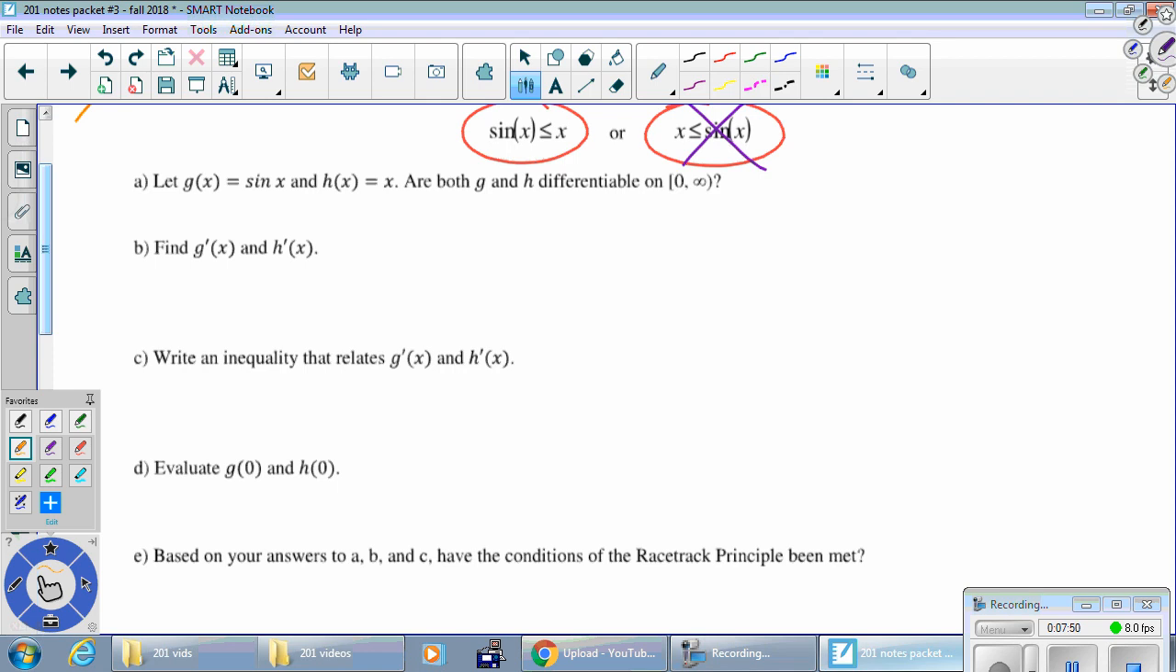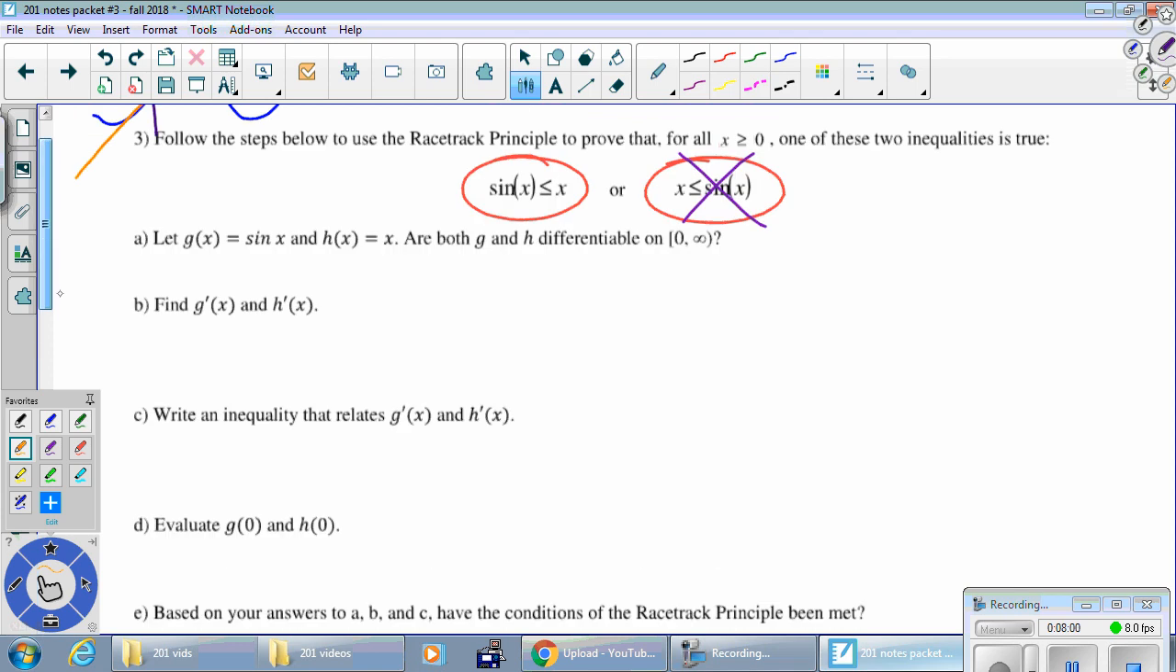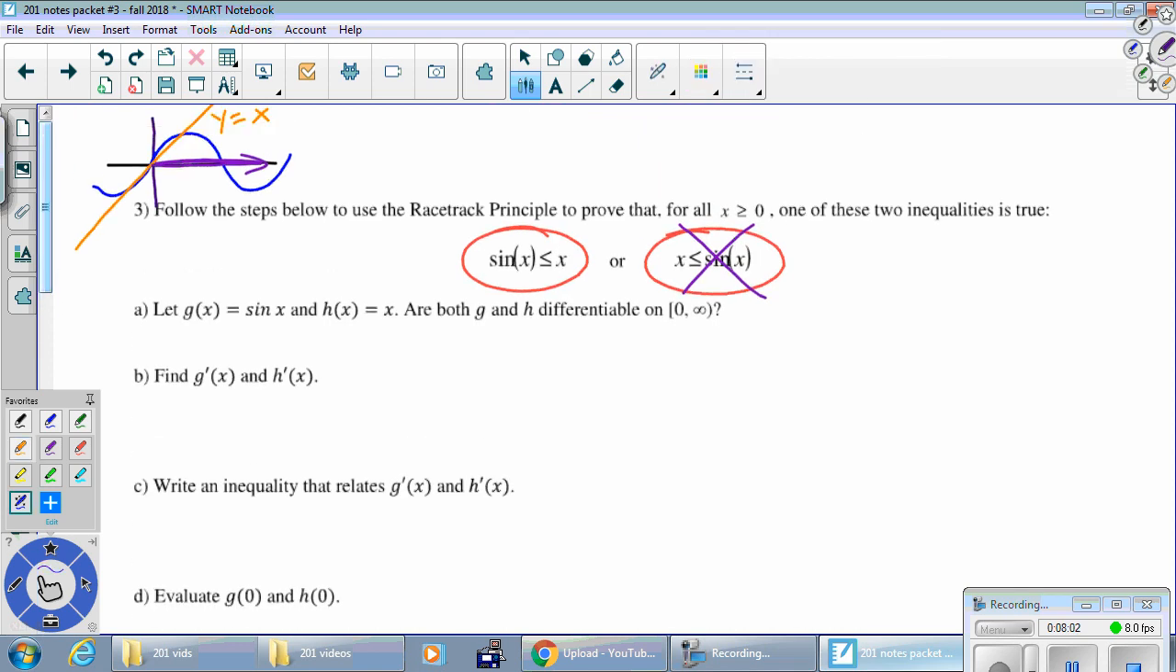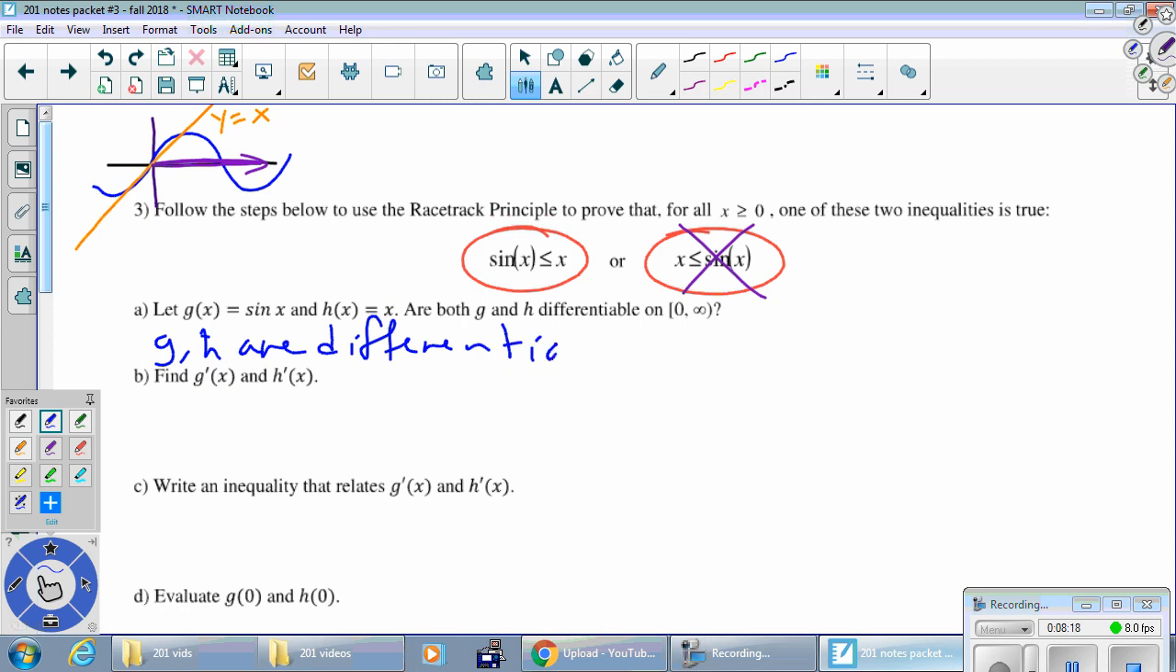Okay, so we've got our two functions, g and h. Sine of x is one of them, x is the other one. It doesn't matter which one is which. Are g and h both differentiable on the interval 0 to infinity? That's the interval because this problem is asking us about something where x is greater than or equal to 0, so that's equivalent to 0 to infinity closed. So are they both differentiable on that interval? Sure. g and h are differentiable everywhere. Yep, sine has no problems, x has no problems.